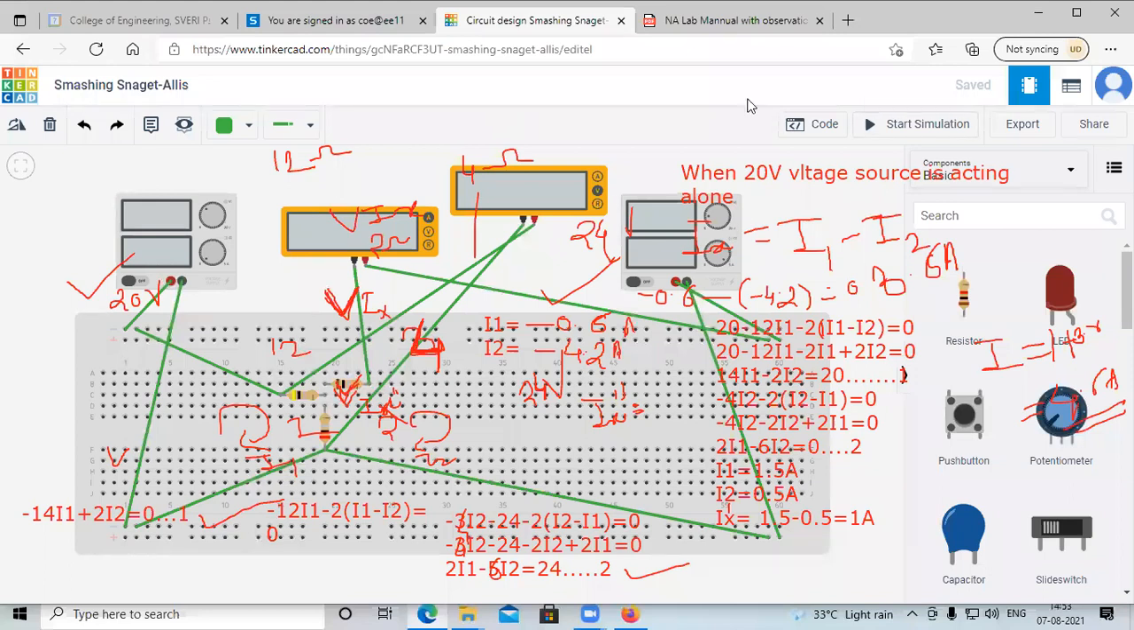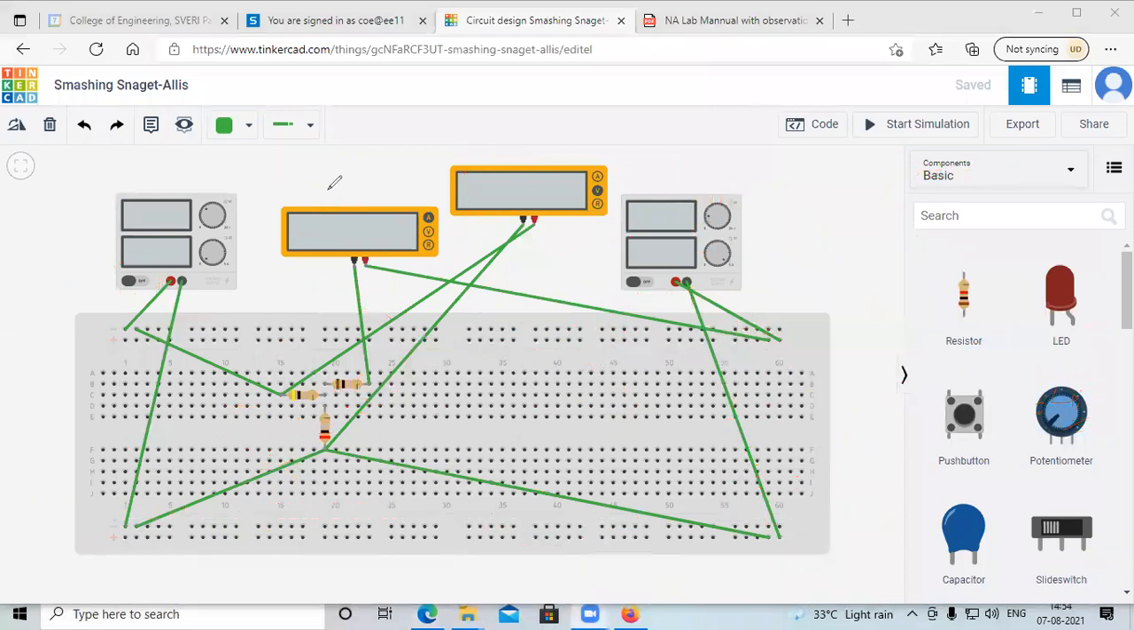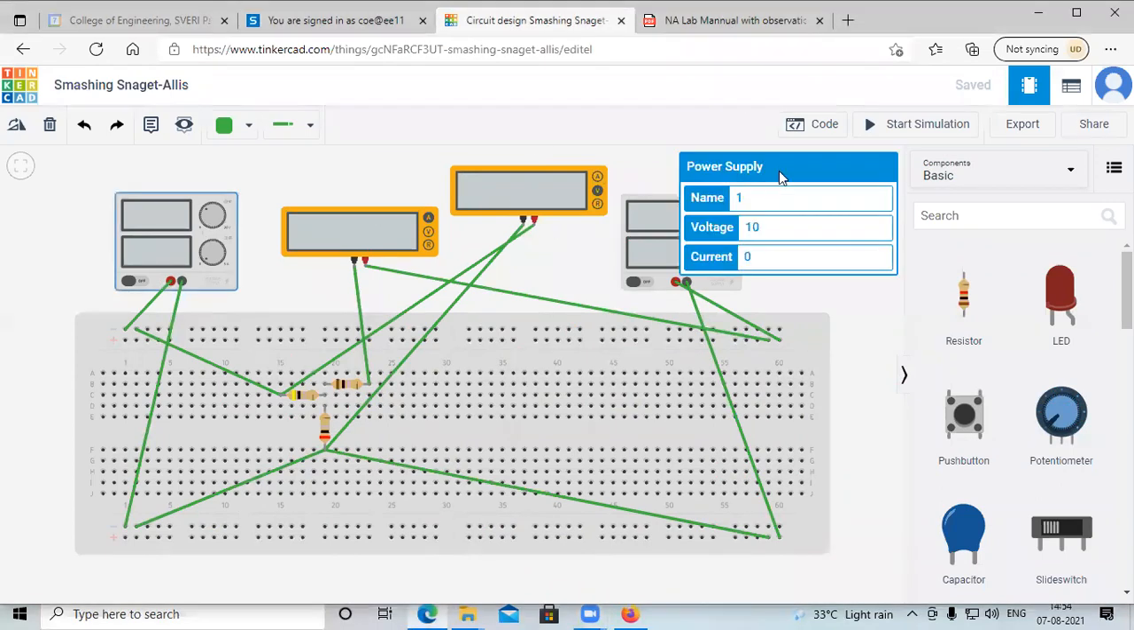I will clear all this drawing. Now see, we require two voltage sources. One of the voltage sources has a value of 20 volt.